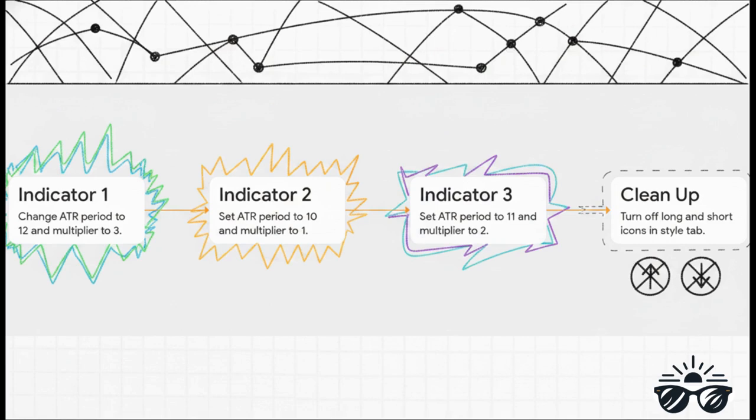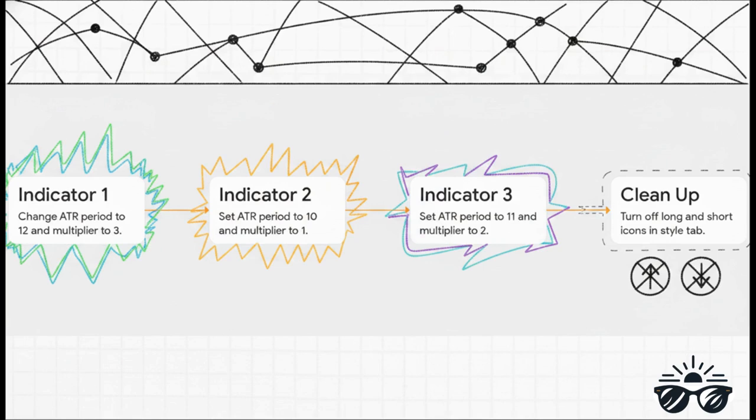To prep your chart, you just follow these specific configuration steps in your Inputs tab. You're going to add the super trend indicator 3 times. For the very first one, set the ATR period to 12 and the multiplier to 3. For the second one, knock the ATR to 10 and the multiplier down to 1. And for the third, set the ATR to 11 and the multiplier to 2.